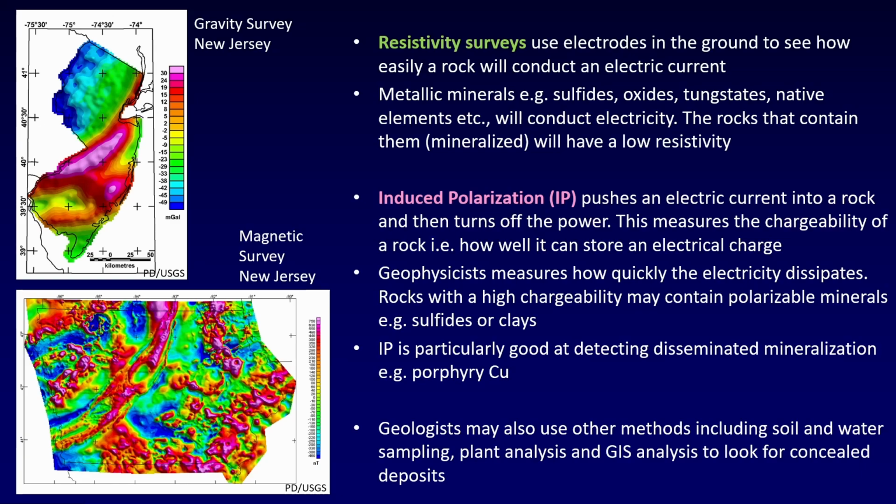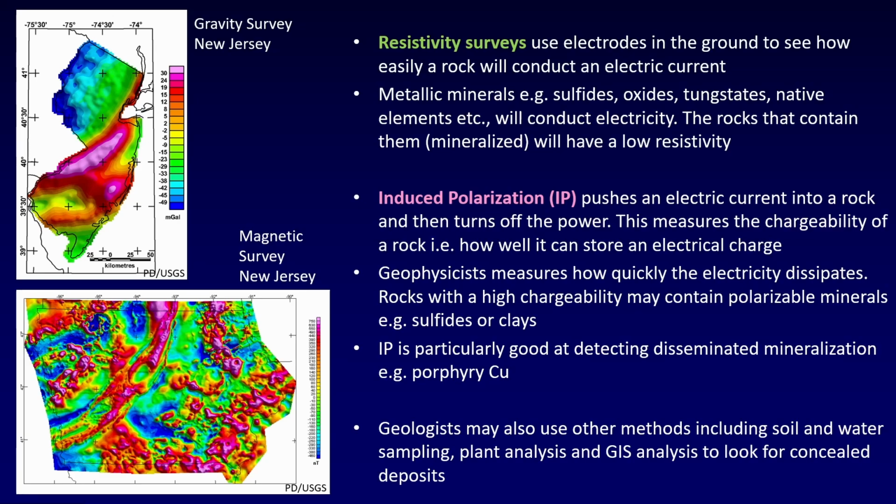Compare that to a regular rock like a granite. Well, that's made up of minerals that do not conduct electricity very well. And so that will have a high resistivity. So resistivity surveys are really good for locating portions of an area where you are more likely to have minerals that will conduct electricity. And so those areas are more likely to be your mineral deposit.